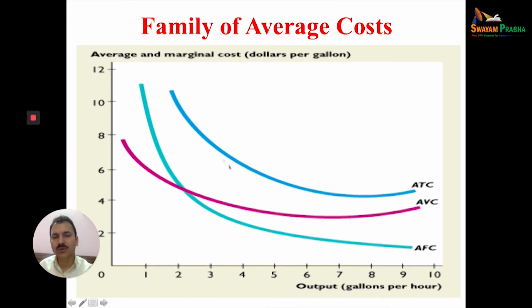And average total cost shows that in the initial stages of output it is very high, and as output increases it starts decreasing. So average total cost is equal to average fixed cost plus average variable cost. This is called the family of average costs.